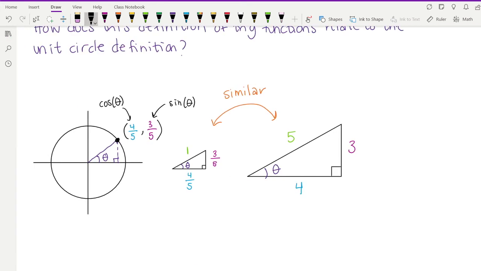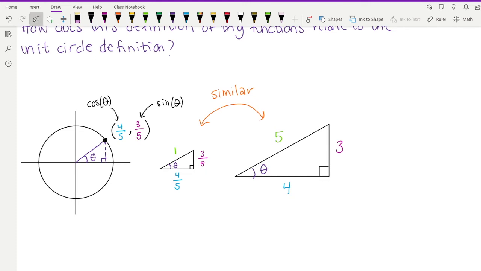And so why does this work? Well, basically because of similar triangles. The tiny little triangle that you're drawing on the unit circle, which has a hypotenuse of 1, is going to be similar to some other triangle that you could also use to evaluate sine, cosine, tangent, etc.